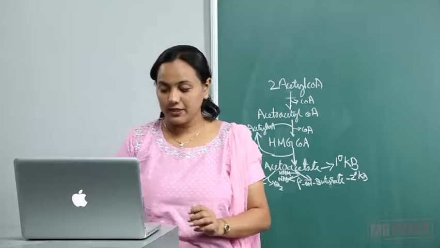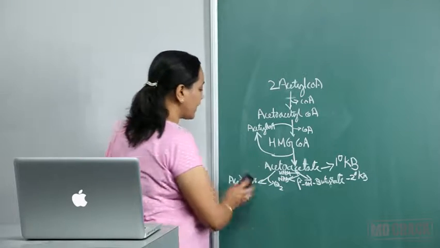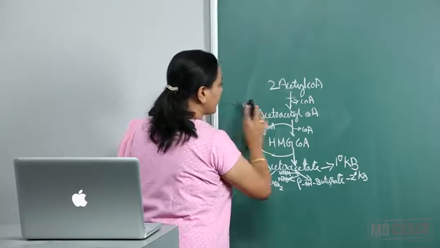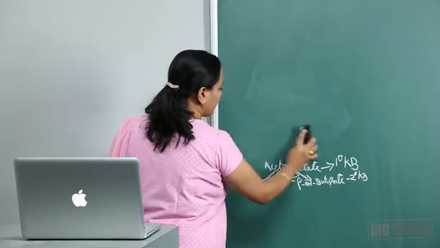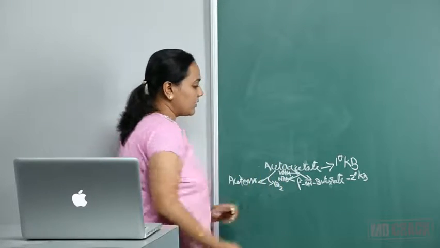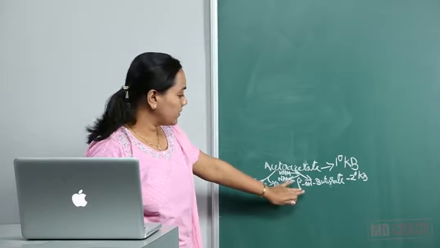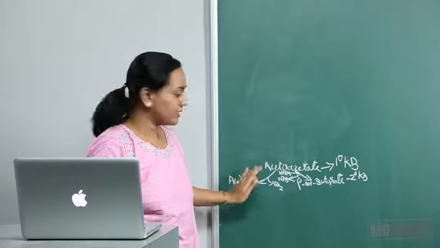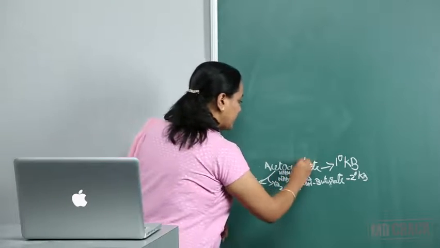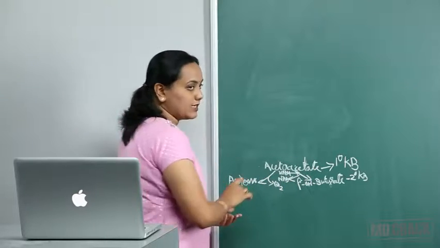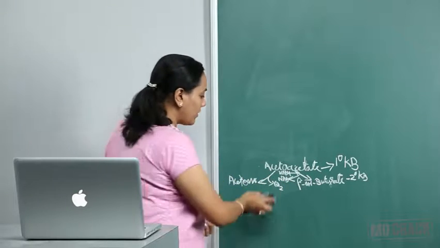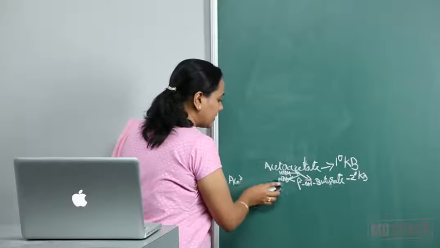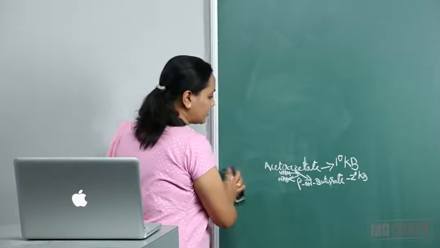Now what is happening in different tissues? Actually, the reverse of this has to take place. Beta-hydroxybutyrate can form acetoacetate, and the reverse is possible, isn't it? But this one is spontaneous and non-reversible. Formation of acetoacetate from acetone does not take place.